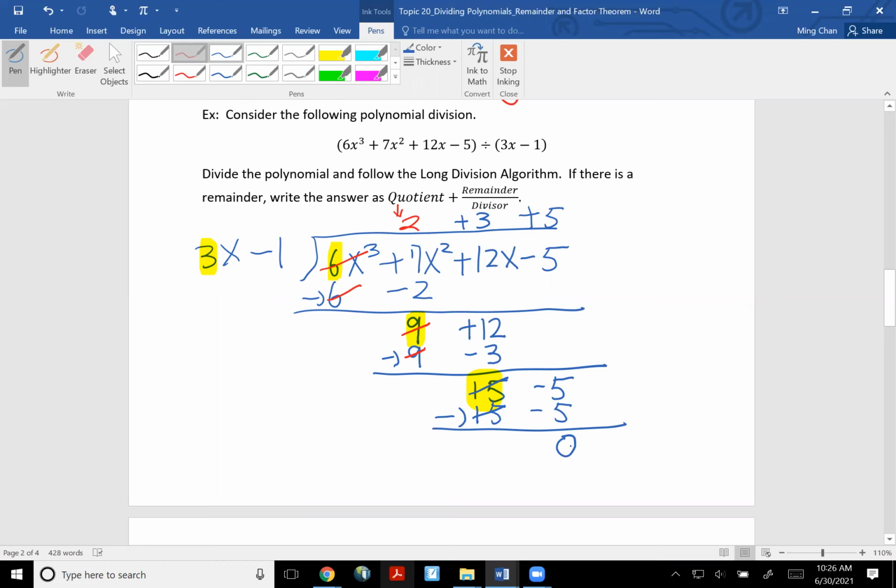When I'm done with the problem, I look back up to the top and see my first quotient 2 is lined up with the x squared column. So the next quotient, +3, will be lined up with the x column. So my final answer is 2x squared plus 3x plus 5.